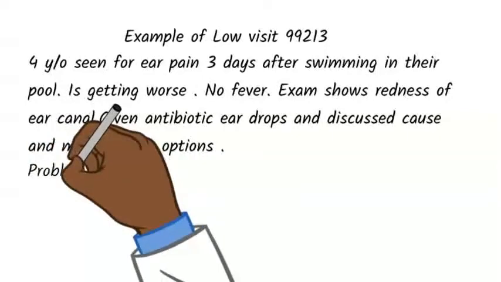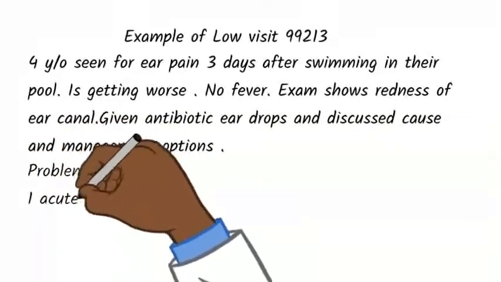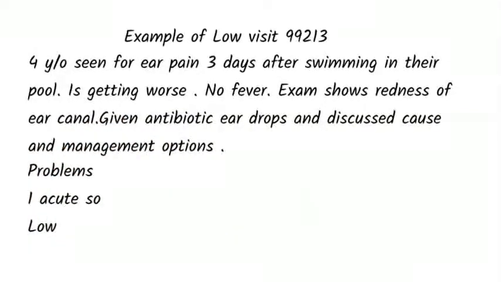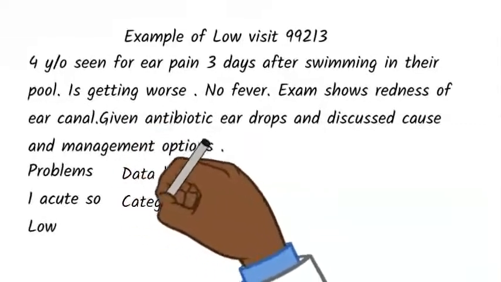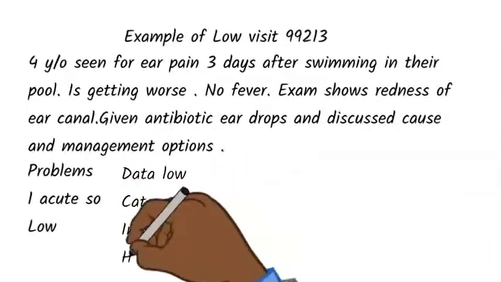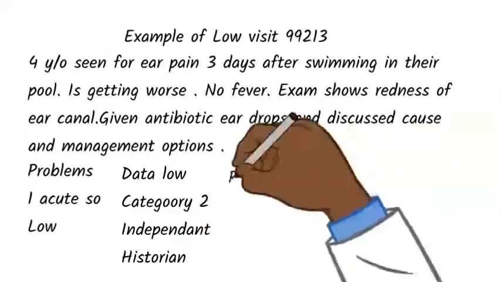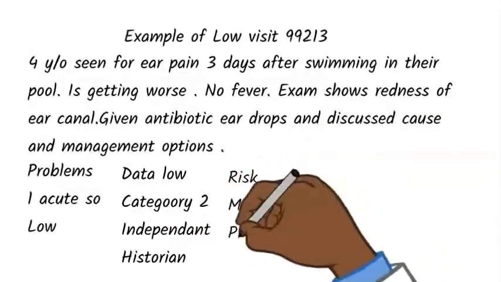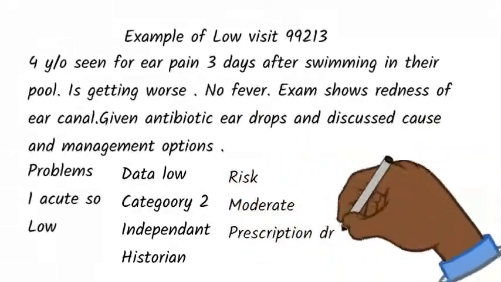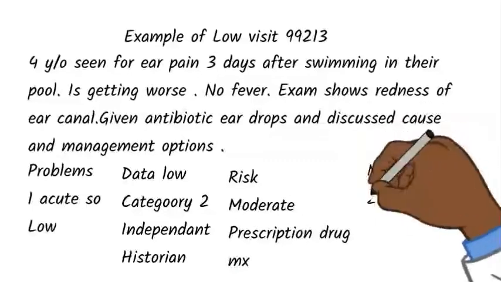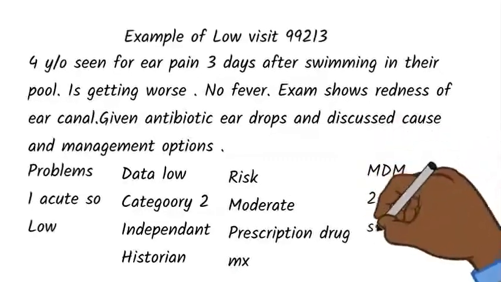In this example, there is one acute uncomplicated illness, so problem element is low. The data element is category 2, using a historian, so level low. The risk is moderate since prescribing medication. The MDM has 2 low elements and 1 moderate, so level is low or 99213.